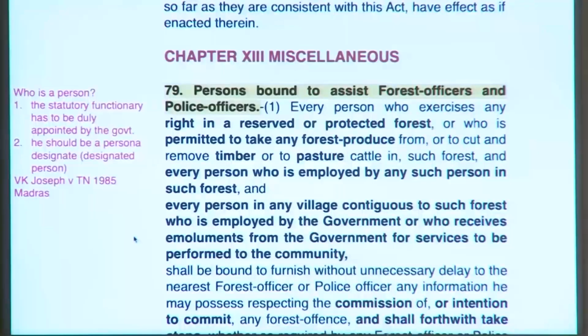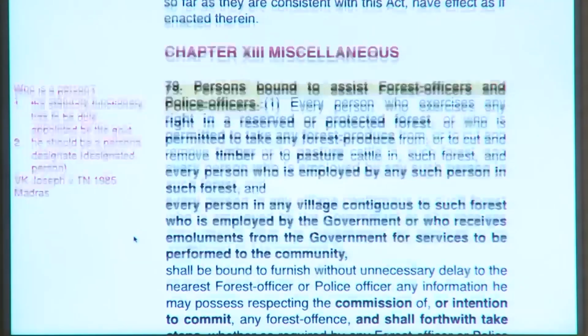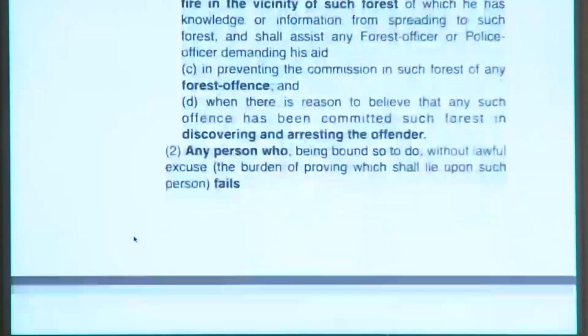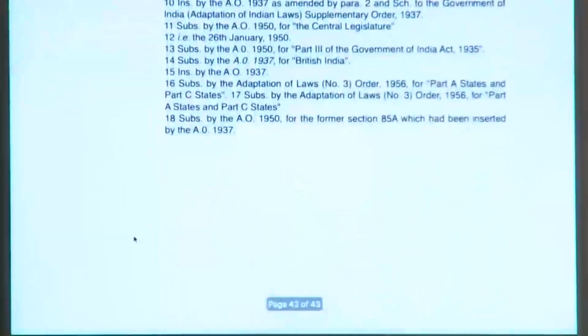Then the miscellaneous provisions include that persons are bound to assist forest officers and police officers. So, if you are there inside the forest, if you are there in a depot, then you are bound to help the forest officers and police officers. So, these are the salient provisions of the Indian Forest Act 1927.